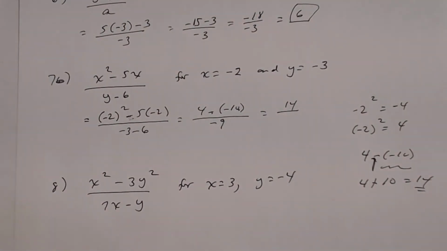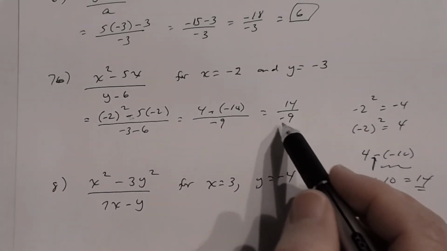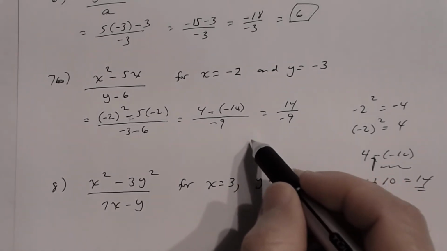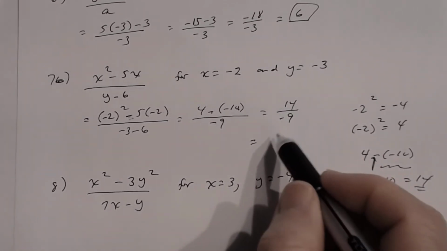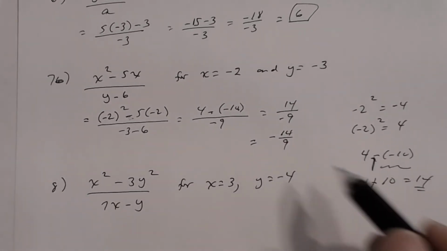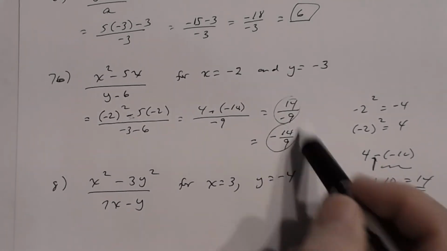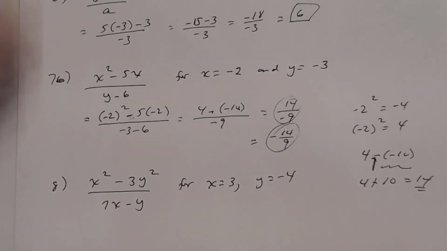Now, here's how you want to write this though. See how you get 14 divided by negative 9? It does not matter if you leave it like this, but we tend to write this as a positive divided by negative is a negative, so we tend to just write it as negative 14/9, like that. But it does not matter. Either one of those is fine. Okay? And again, you can change this to a mixed number if you want to.